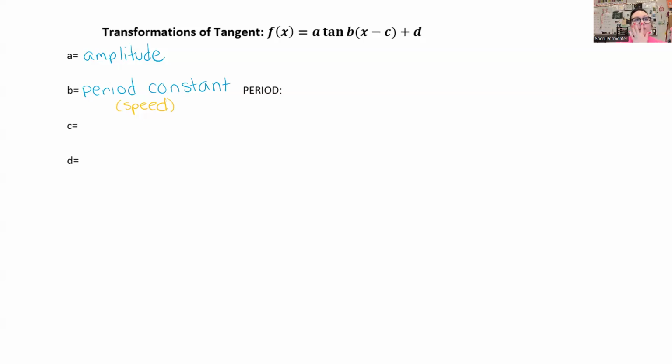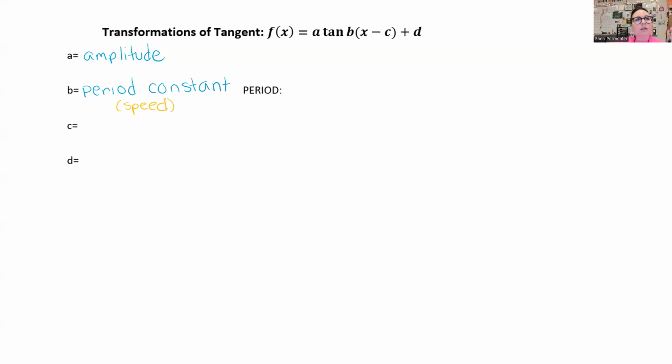The period constant in the equation doesn't tell you anything about the period. You have to always solve for the period. So when you get a problem and it says, hey, what's the period? You have to solve for it. And so we do have a formula that helps us solve for the period.